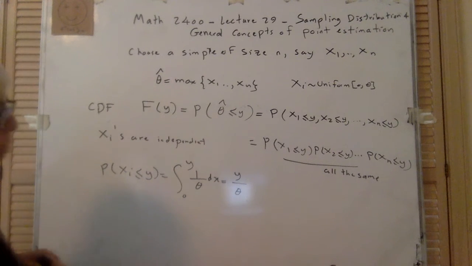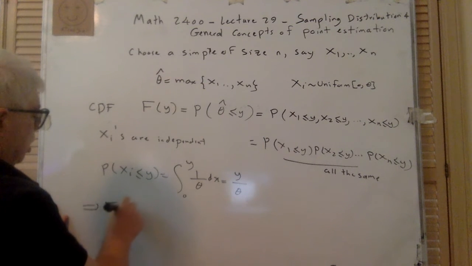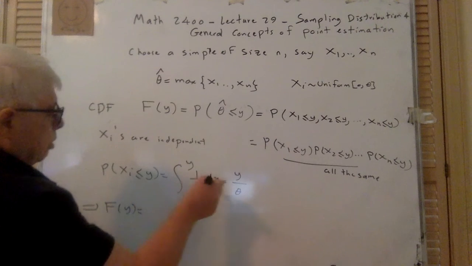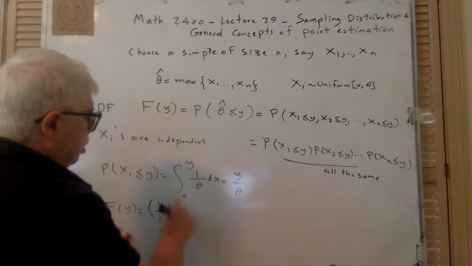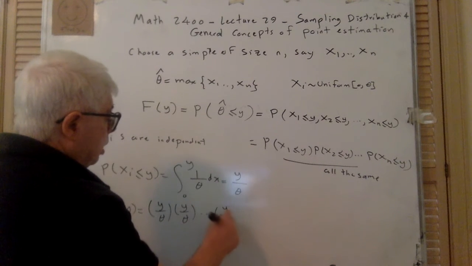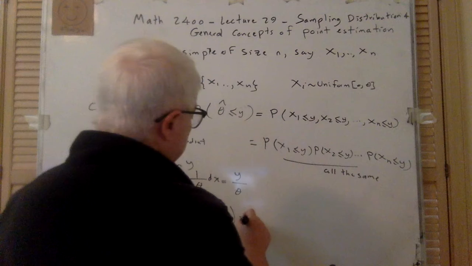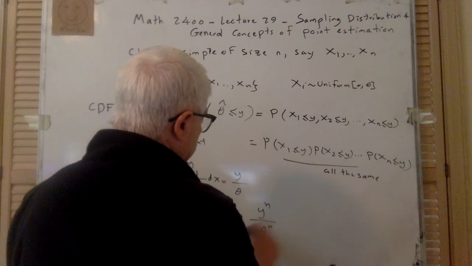The integral is in fact x over theta from 0 to y, which is y over theta. So what happens then, this gives me F_Y(y) is in fact y over theta times y over theta. How many times? n times. So that is y to the power n over theta to the power n.